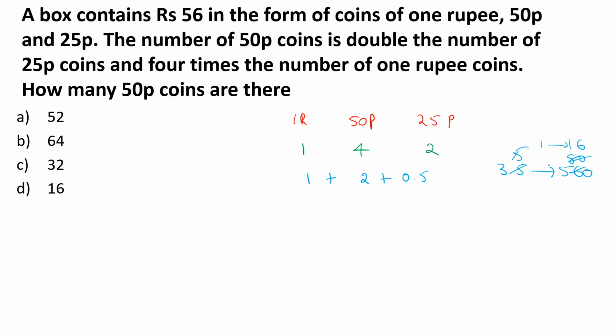We need to tell the number of 50 paisa coins. The 50 paisa coins is 4. When the value of 1 unit is 16, then the value of 4 units would be 64. That is option B. 64 would be our answer. When the value of 1 unit is 16, to get the correct answer, we need to multiply the number with 16. So that is 64.